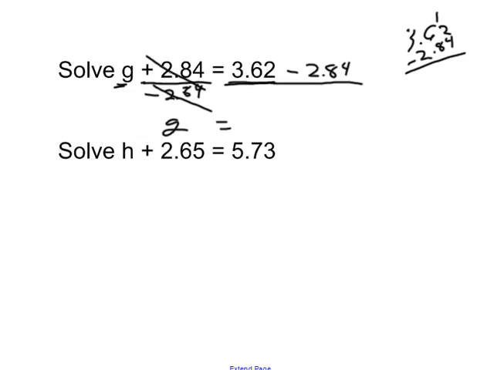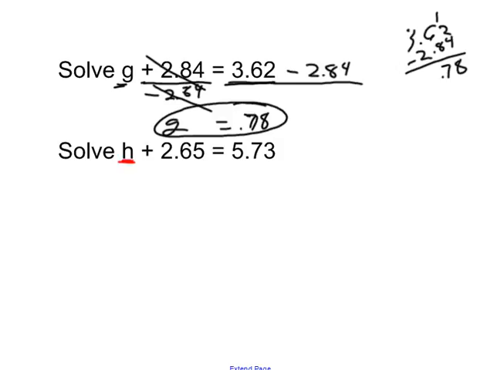You can use a calculator if you'd like. 12 minus 4 would be 8, and 15 minus 8 would be 7, so 0.78 is the answer, 0.78.